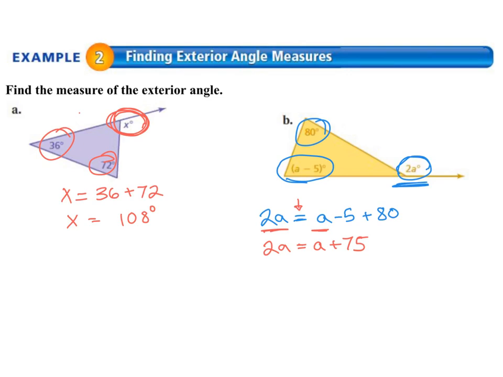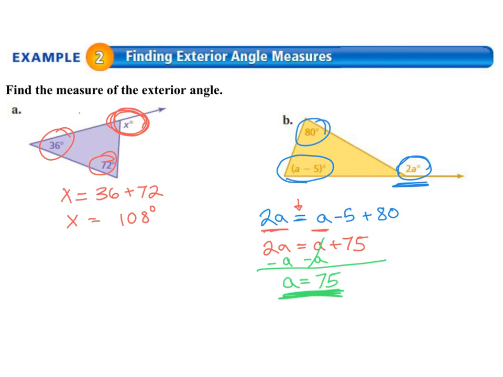So here's what we've got. We've got 1a on the right, 2a on the left. What if we just subtracted 1a from both sides? a minus a is 0. So on the right, these things cancel to 0. All we've got left is 75. On the left, 2a take away 1a leaves me with only 1a, and we find out that a is equal to 75.